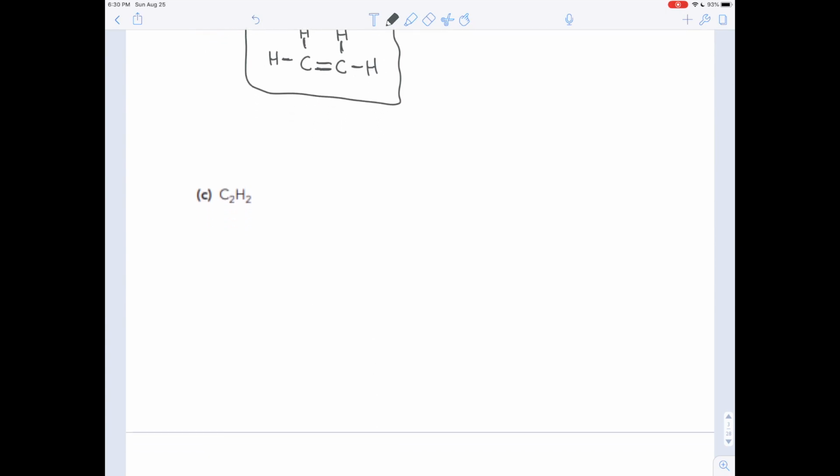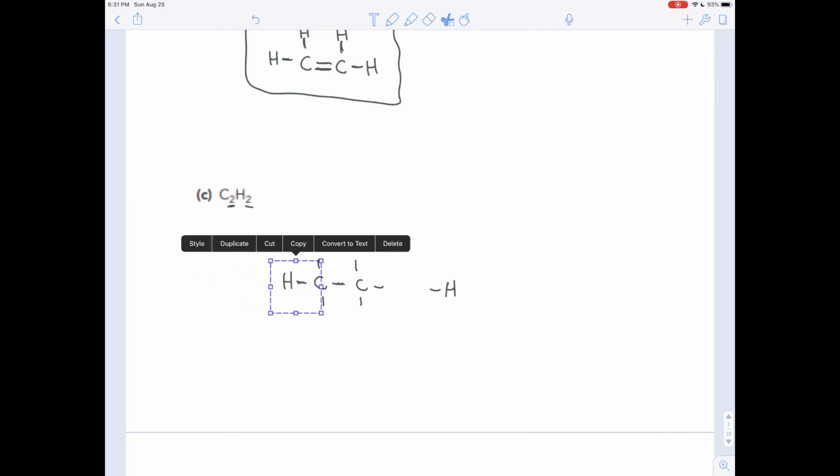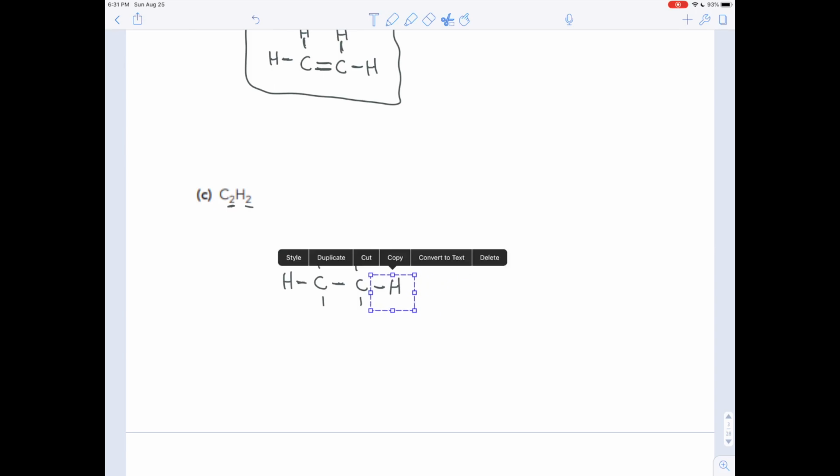For C, we have 2 carbons. First step, we know carbon forms 4 bonds, so we draw the carbons with the 4 bonds. And then the next step, we have 2 hydrogens, so we can draw the 2 hydrogens. We know hydrogen only forms 1 bond, so we have those. Now we're going to put the elements that have the most bonds, here that's the carbon, in the center, and we'll try to pair up as many other atoms as we can.